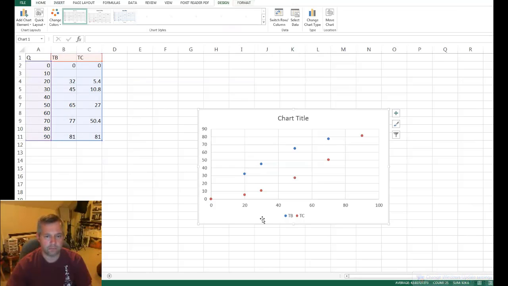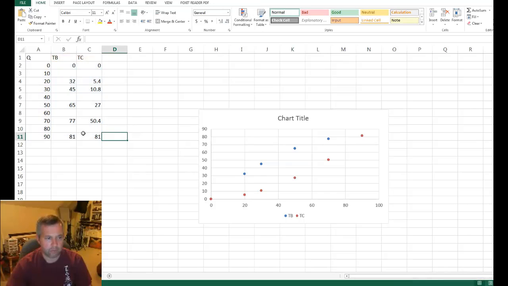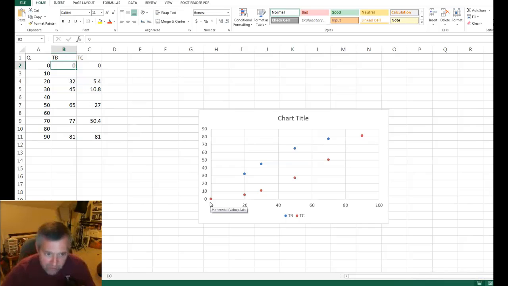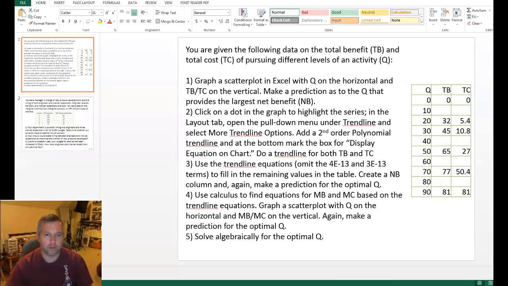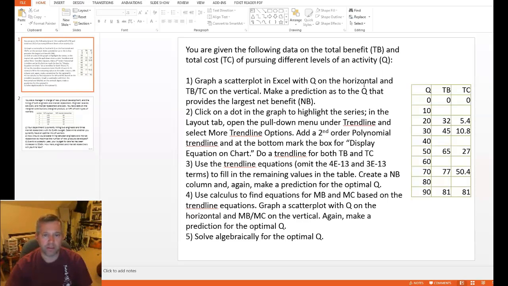I've got dots here. So I can see my total benefit set of dots is going to be the blue dots. The total cost set of dots will be the red dots. And I have to realize that for the quantity of 0 and for the quantity of 90, the total benefit and total cost are the same. So even though it looks like the red dot, it actually looks a little purple on my screen, but the red dot is the one that's in front on my picture. But there is a blue dot behind that one.